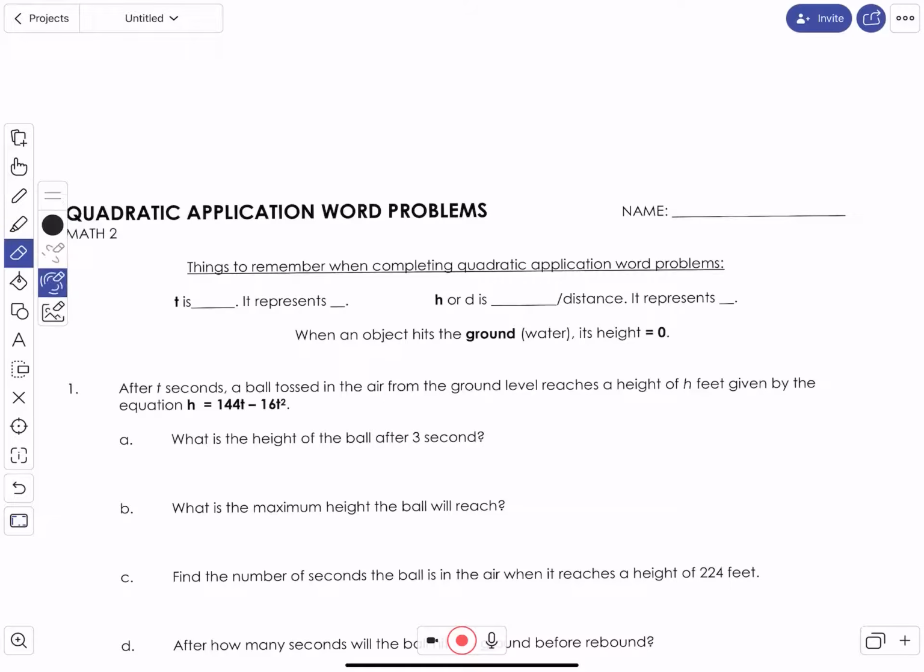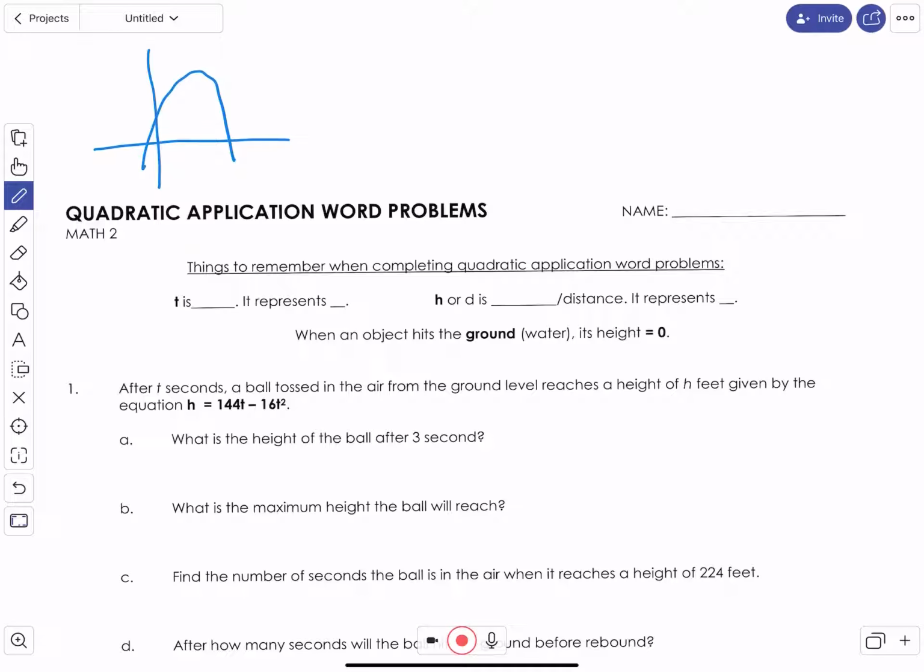Quadratic application word problems. Okay, so in this lesson we are talking about word problems and how to answer them, especially quadratics. One thing that you need to remember with quadratics is that your answers are always going to be focused on the parts of the quadratic graph.